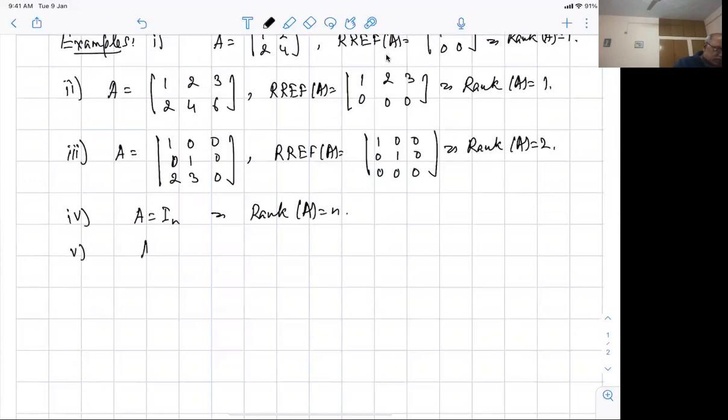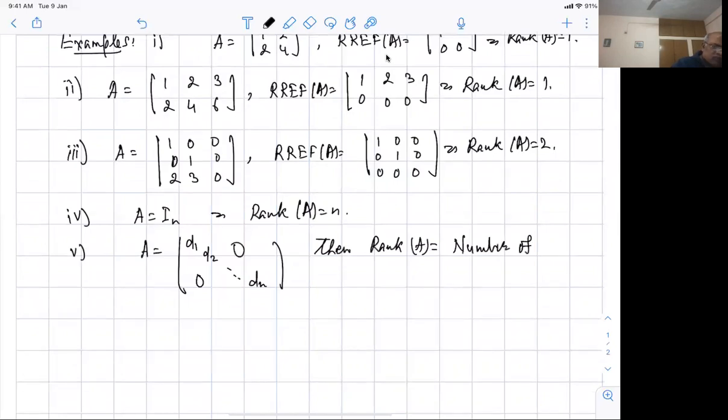Fifth, if A is a diagonal matrix with entries D1, D2, up to Dn, then the rank of A is equal to the number of Di which are non-zero. All right. So the ones which are non-zero, that's the rank, right?